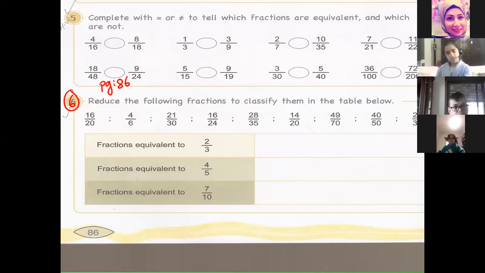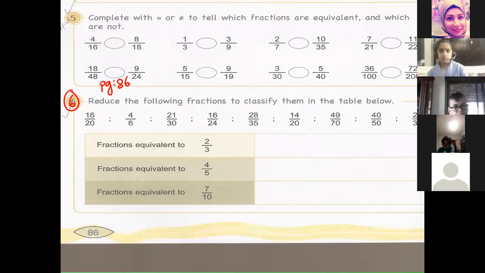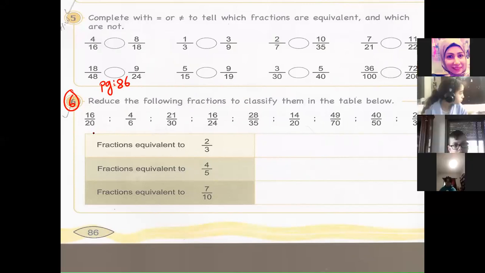Use the following fractions to classify in the table below. Here we have fractions. We will check which fractions are equivalent to 2 over 3, 4 over 5, and 7 out of 10. So we will start with the first fraction, 16 over 20. Let's check if 16 over 20 is equivalent to 2 over 3, or 4 over 5, or 7 over 10.